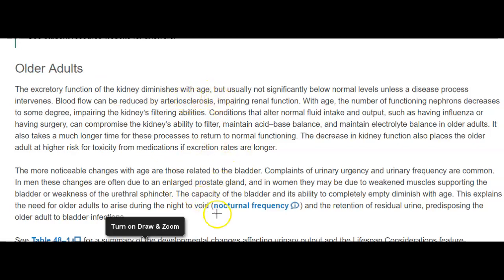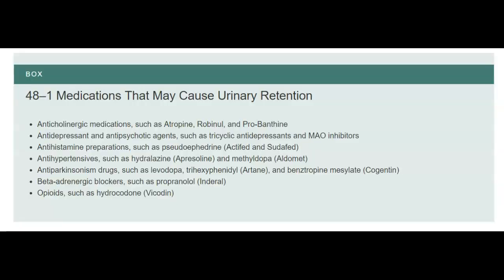This whole section, and pay attention to the nocturnal frequency, is good for looking at the older adult. Look at these medications that may cause urinary retention. I won't be able to read them all to you, but I wanted to squeeze in as much as I can within these 15 minutes.